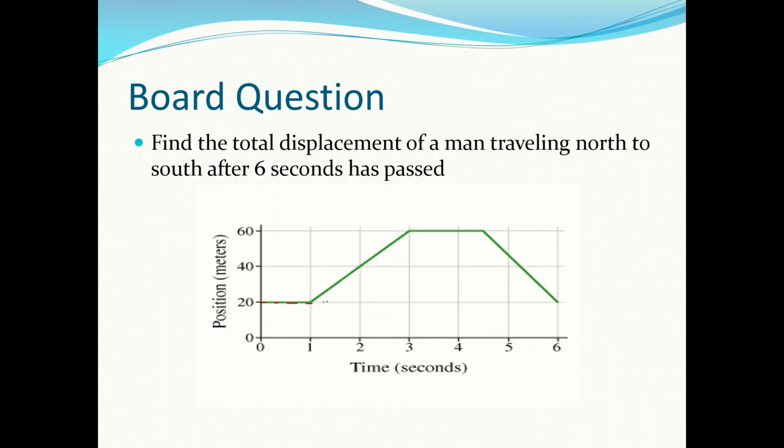is they'll just go and they'll find the y value here, and they'll say, displacement is 20 meters forwards or 20 meters north. Actually it says north to south, so you should stick with what's given. But that's not actually correct, right?